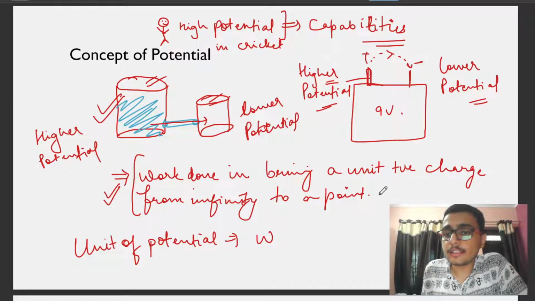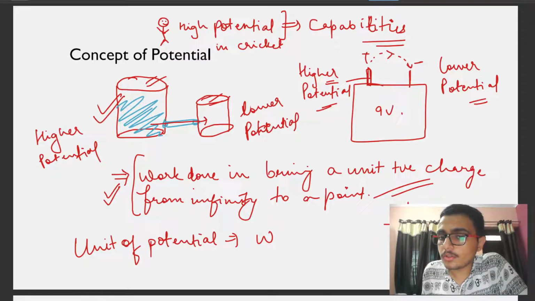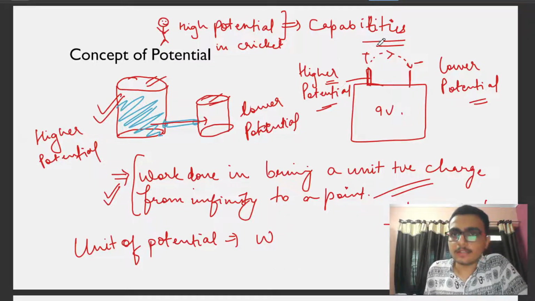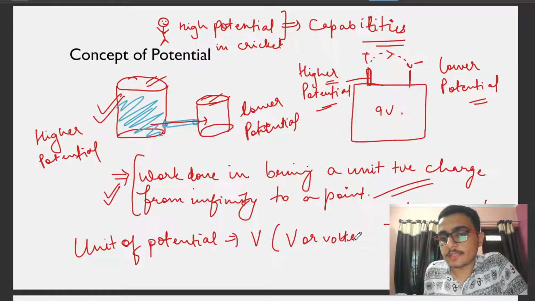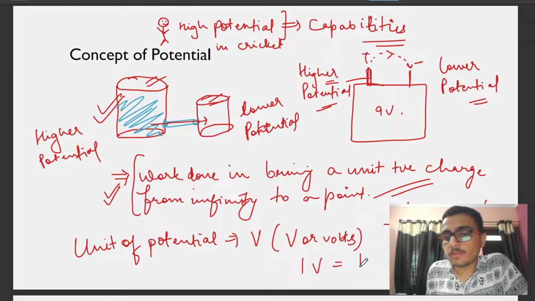Now, I said it is the work done W in bringing a unit positive charge. So, we'll divide by Q. Unit of work is joule, charge is coulomb. Since it is in the denominator, it will be joule coulomb inverse. Also, very sorry, I have written here W. It's not W, it's V. Okay, it's denoted by letter V. Unit of potential is again V, volts. 1 volt equals 1 joule per coulomb. That's the relation. Okay, that's it.